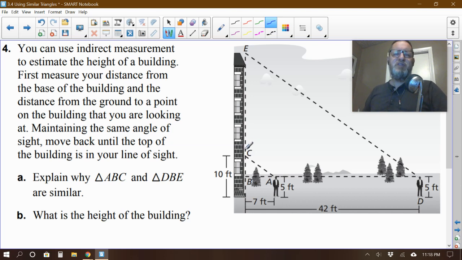I think you could really run into some error there because you might tilt your head a little bit as you're trying to do it. But whatever, we'll solve our problem first. Okay, explain why ABC and DBE are similar.